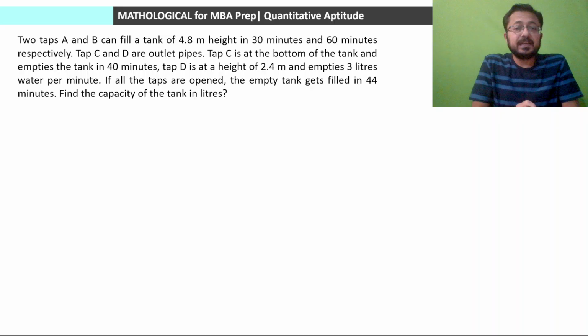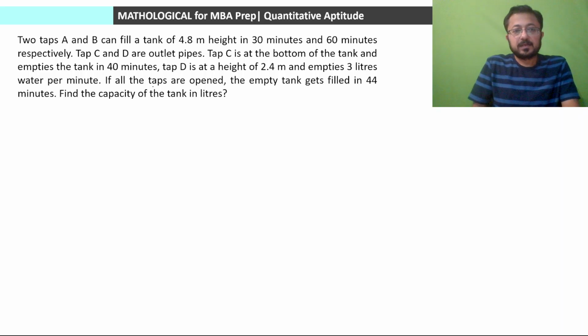Tap C and D are outlet pipes. यानी कि वो टैंक को खाली कर रहे हैं. Tap C is at the bottom of the tank and empties the tank in 40 minutes, while tap D is at a height of 2.4 meters and empties 3 liters water per minute. If all the taps are opened, the empty tank gets filled in 44 minutes. So we have to find the capacity of the tank in liters.